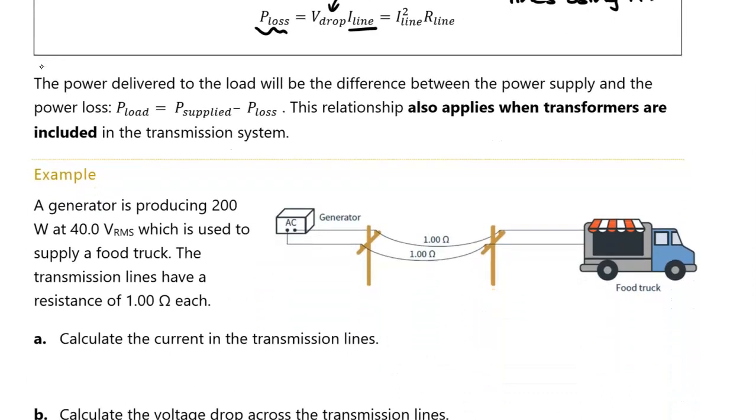So power delivered to the load will be the difference between the power supply and the power loss. P load is going to be P supplied minus P loss. Exactly the same equation, but for power instead of voltage.